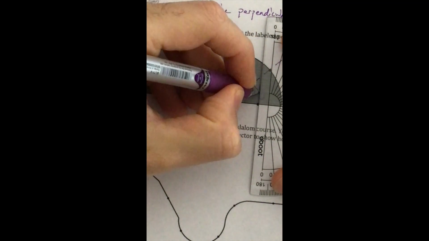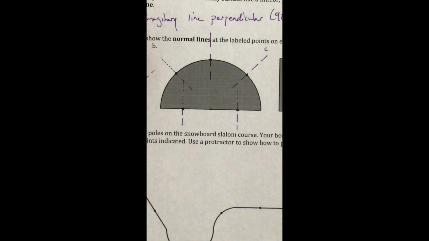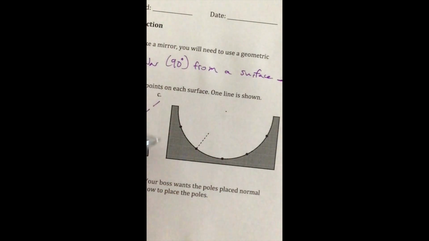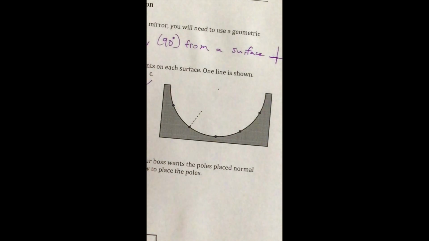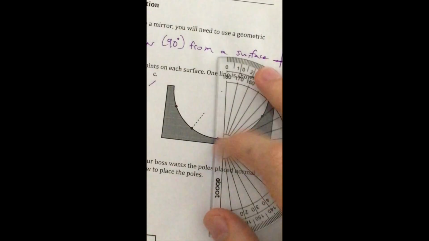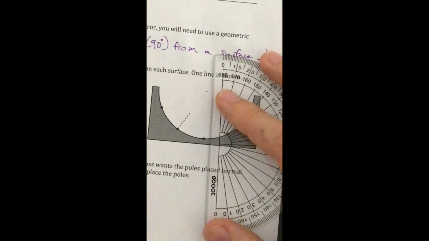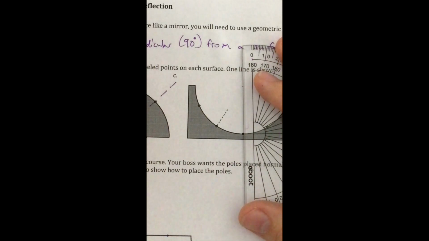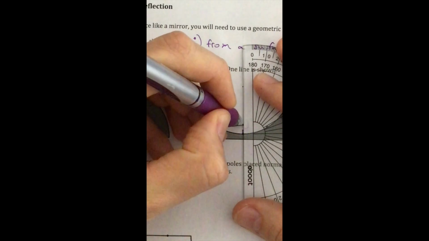Okay, we're now over here. We're going to do this last normal line for this half circle. Similar idea here, except the circle's kind of been cut out of the object. But we can still use our idea. Alright, we can still use that idea that the normal line points towards or away from the circle's center.